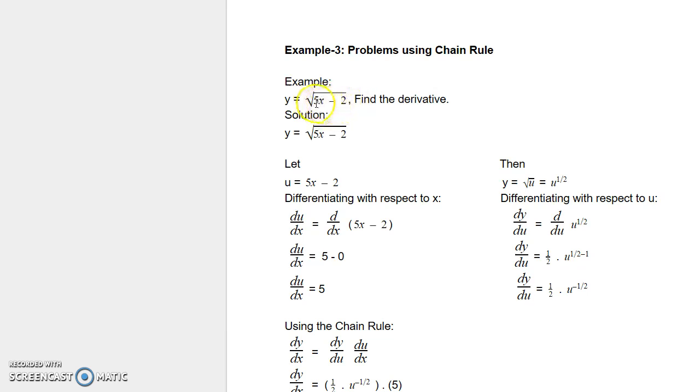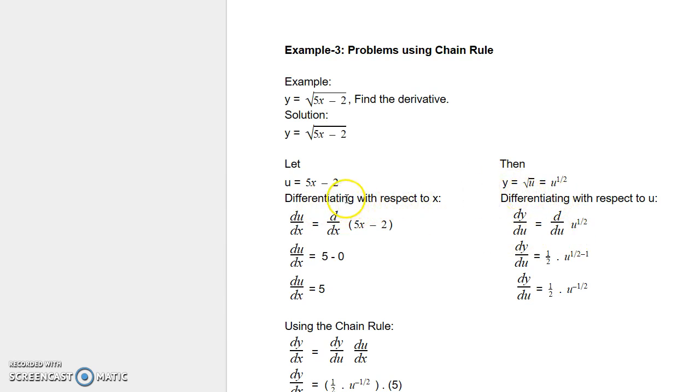So let us identify the inside function. Let's call the inside function u, and let u be equal to 5x minus 2, and therefore automatically the outside function y will be equal to the square root of u. Now we can express the radical terms in terms of exponents as u to the power of half, because we can apply the power rule from that point on. So now we have two functions.